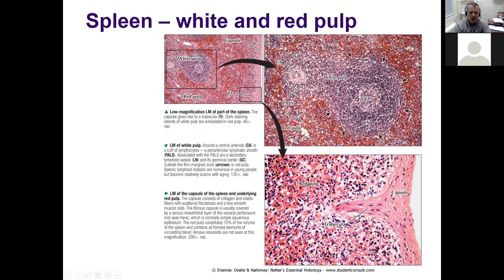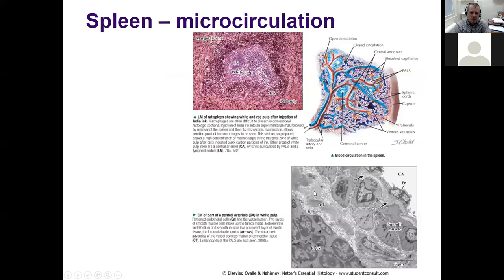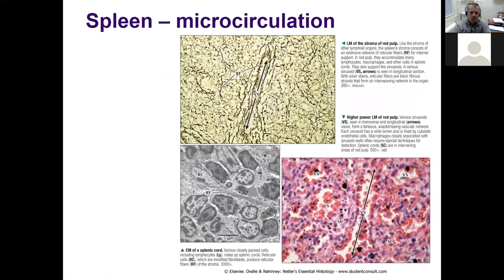Otherwise, we have the red pulp everywhere. The red pulp prevails. And the red pulp, I have more closer pictures. The red pulp is made of venous sinusoids. Here's one of these.